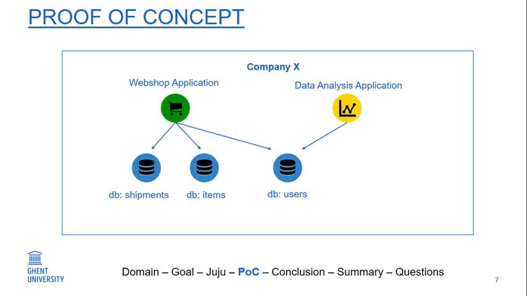So the proof of concept in this case is a company, and they decide to create a web shop application. That web shop application has a requirement of three different databases: one for users, one for items, and for example, one for shipments. The team, the system designers, decide that the types of databases shouldn't be the same, so it's not all Postgres, not all MySQL. In this case, the users is a MySQL database, the items is a Postgres database, and the shipments is a Mongo database. It doesn't really matter, but they're different.